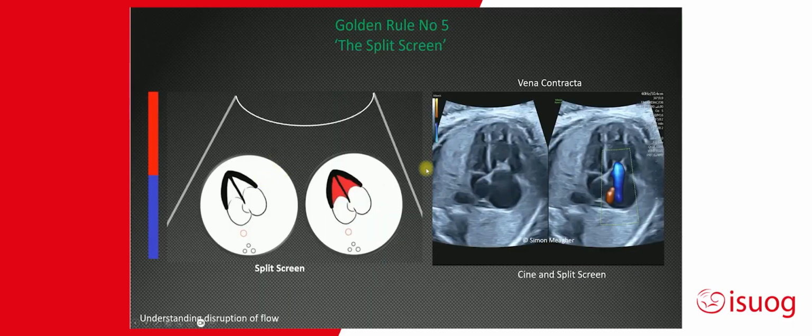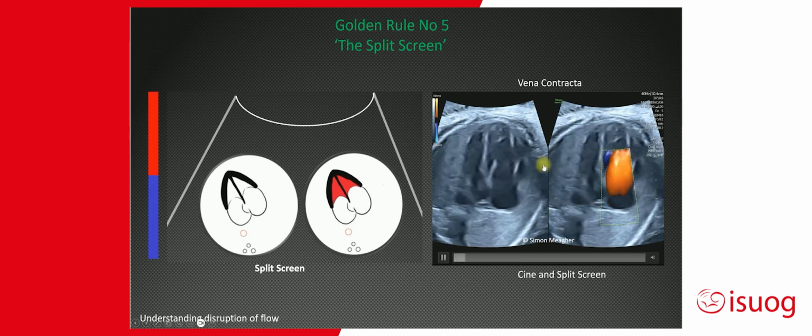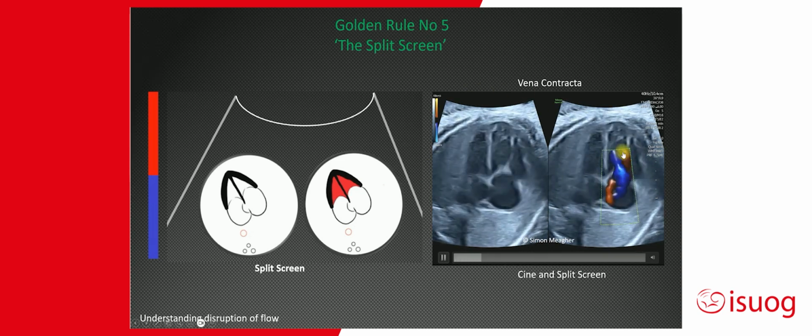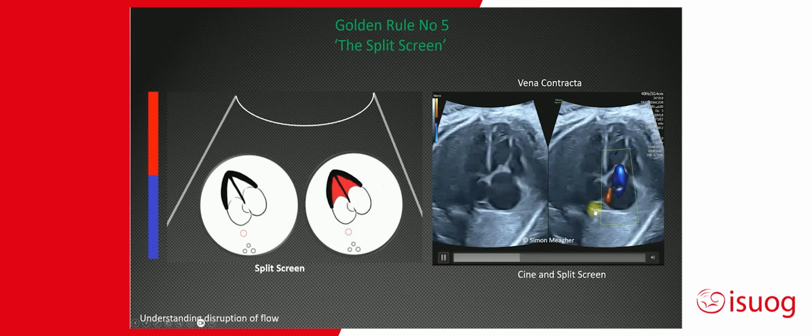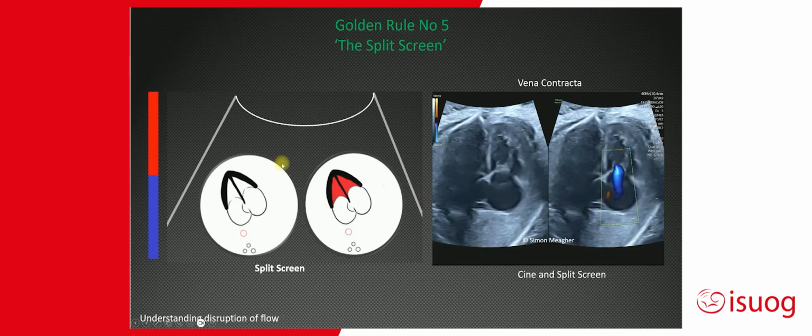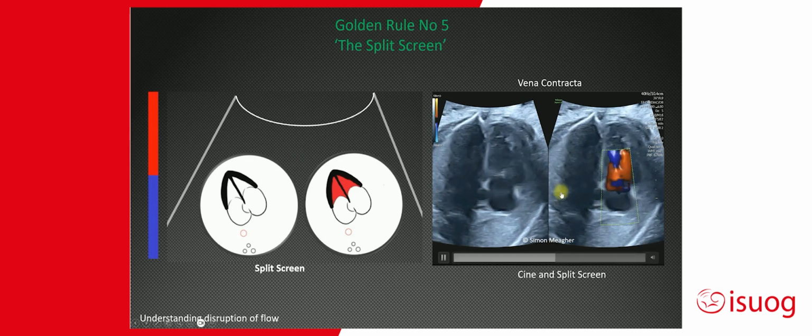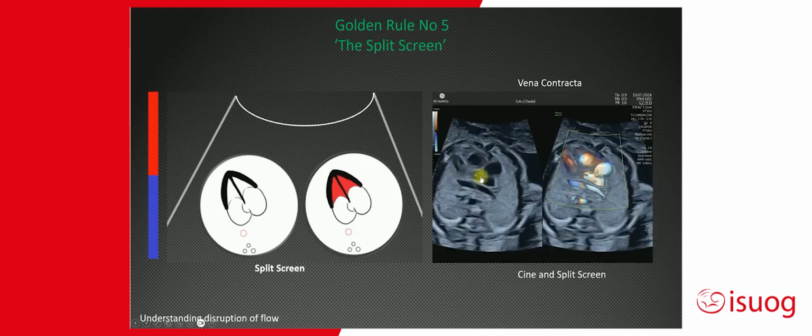Golden rule number 5. When I'm scanning, I like to have a 2D image on the left and a 2D with color on the right. This allows me to see precisely the point of the regurgitant jet where it originates at the point here when the valves close during ventricular systole. It does not arise deep inside the right ventricle, and therefore it's unlikely to be an Epstein's, but rather tricuspid valve dysplasia or severe physiological regurgitation. So in a sense, split imaging is something we routinely do across all trimesters in cardiac imaging to precisely understand where the turbulent flow is arising from and where it is going to.